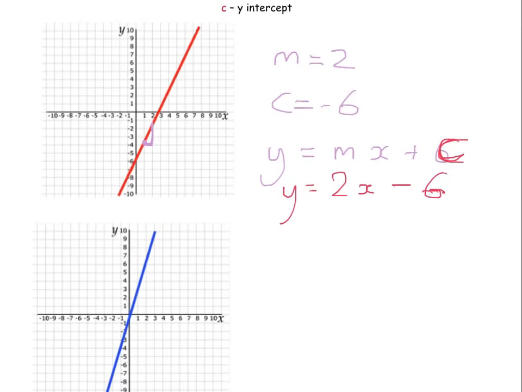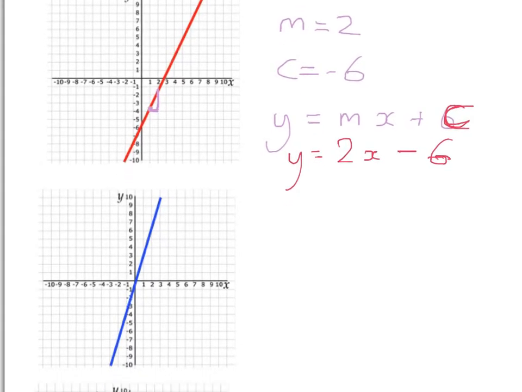So we need to find the gradient and the y-intercept. For this one, we need to find the gradient and we need to find the y-intercept. So where does our line cross the y-axis? Well, it actually crosses here, which is 0. So the y-intercept is 0, but we need to find the gradient. For every one across, how far do we go up? For one across, we go 3 squares up. So the gradient is 3.